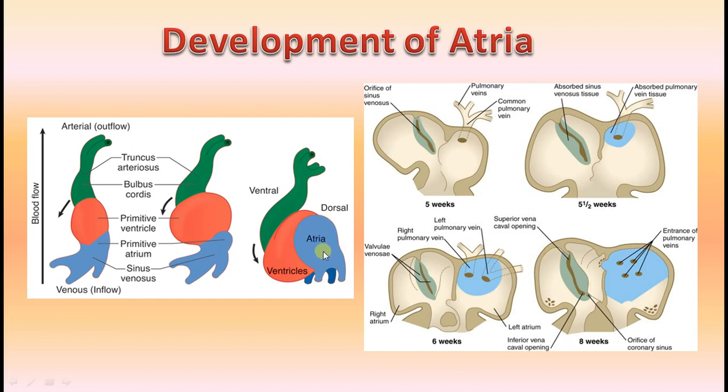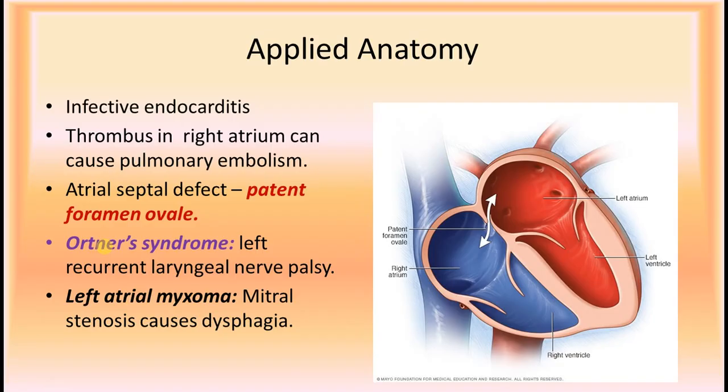The rough part is actually developed from the primitive atrium, that is your musculi pectinati. The auricles of both the atria are actually developed from the primitive atrium.